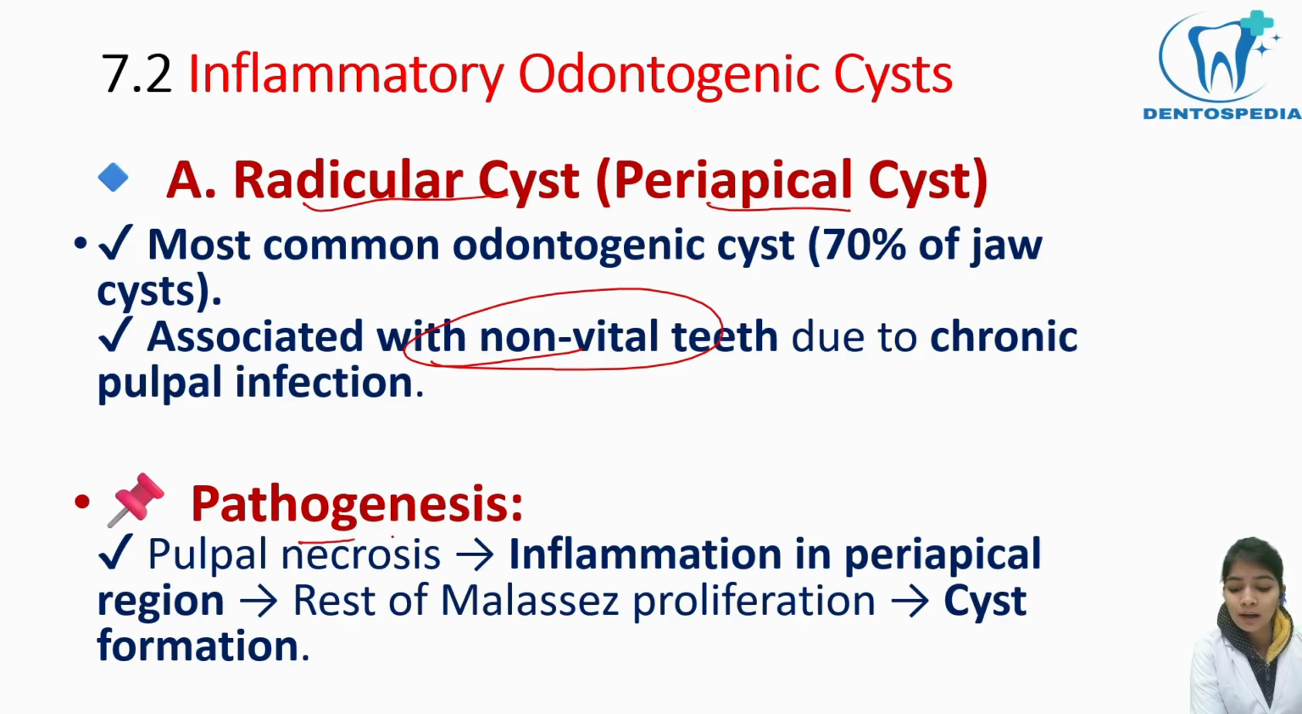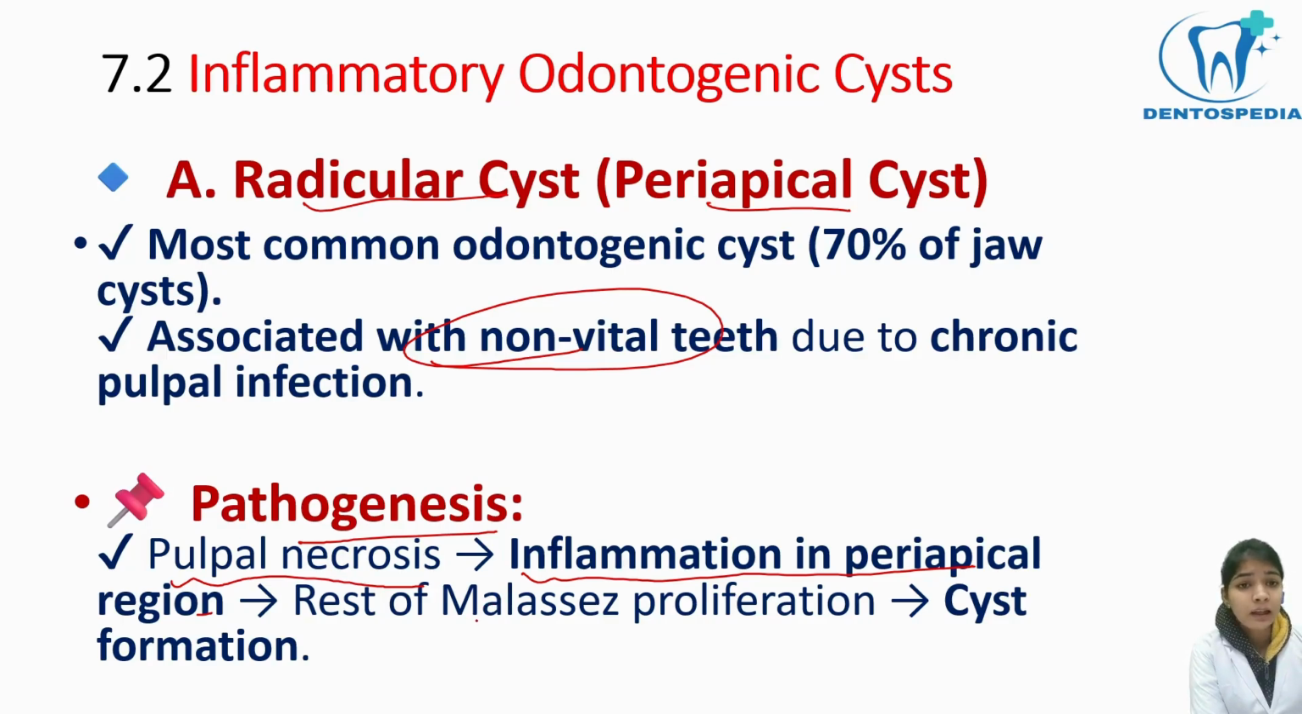So what will be the pathogenesis? There will be a pulpal necrosis that occurs due to caries or trauma. So first is pulpal necrosis. Then infection spreads to the periapical region. Now there will be inflammation in the periapical region. When infection spreads to the periapical region, this causes chronic inflammation at the root apex.